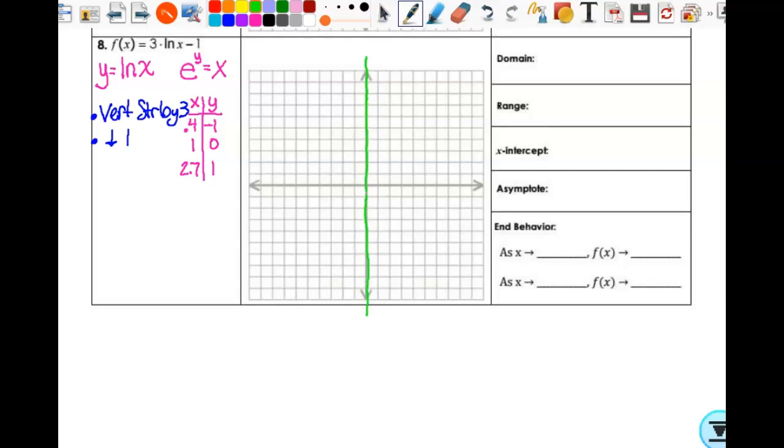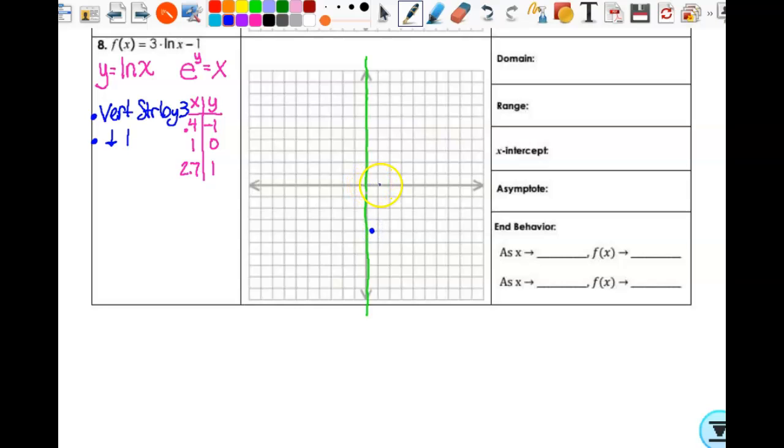It's vertical. The only thing that affects it is going left or right, and I didn't go left or right. Okay, so then I'm going to plot my points. I start with 0.4, -1. Then I have a vertical stretch by 3. My new y value is -3. And then I move down 1, so I'm about right here.